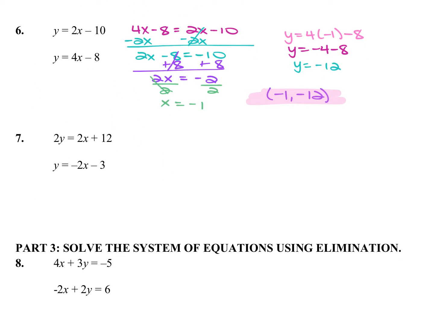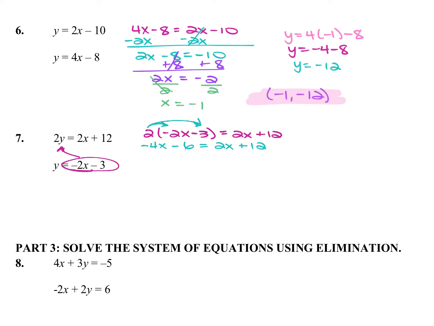For number 7, you have 2y is equal to 2x plus 12, and y is equal to negative 2x minus 3. We're going to take what y is equal to, plug it in for y in that top equation. So that gives us 2 times negative 2x minus 3 is equal to 2x plus 12. Distribute your 2 in. That gives us negative 4x minus 6 is equal to 2x plus 12. I'm going to move the 2x over by subtracting it from both sides. That gives us negative 6x minus 6 is equal to 12.